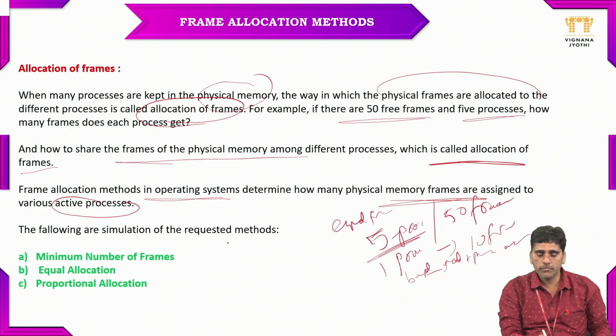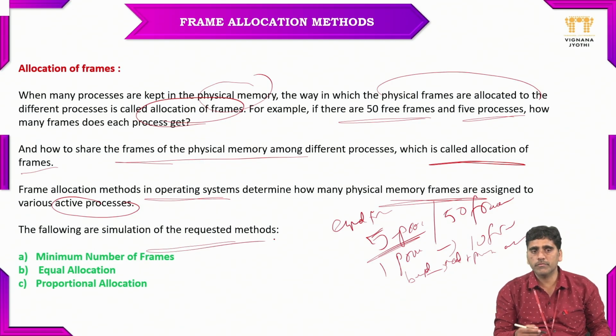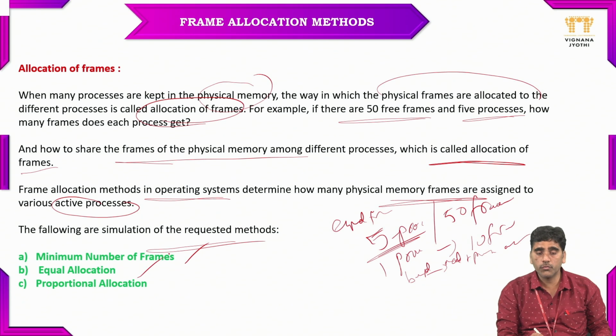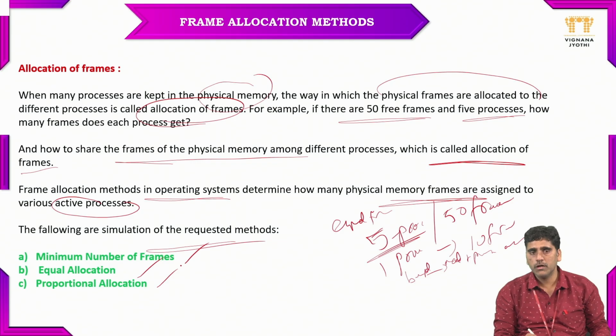The following are some of the allocation of frames methods. The first one is minimum number of frames, the second one is equal allocation of frames, and the third one is proportional allocation. Let us discuss each one by one.